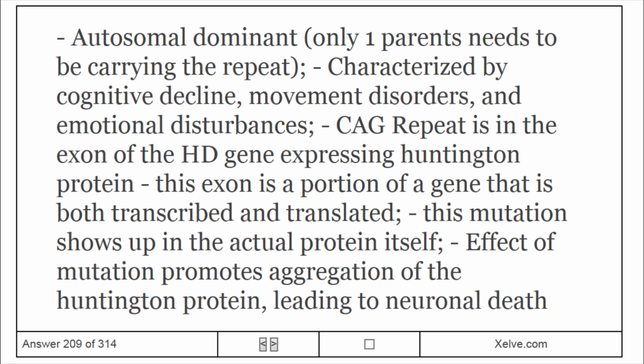Huntington's disease is autosomal dominant, characterized by cognitive decline, movement disorders, and emotional disturbances. It involves a CAG repeat in the exon of the HD gene expressing Huntington protein. An exon is a portion of a gene that is both transcribed and translated, so this mutation shows up in the actual protein itself. The effect of the mutation promotes aggregation of the Huntington protein, leading to neuronal death.